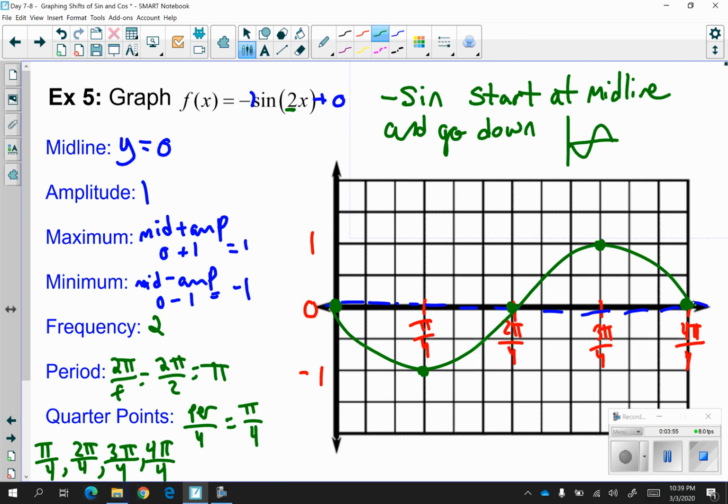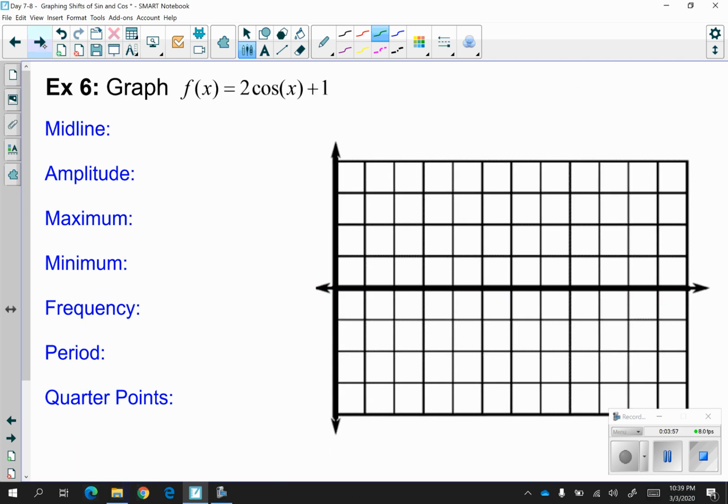Let's try the next one. You have a cosine curve that is positive. So positive cosine, you have to remember this, that it starts at the max. That means your graph overall should resemble the shape.